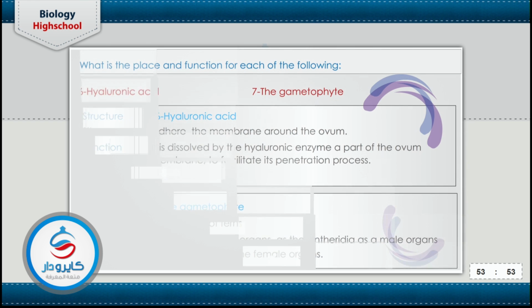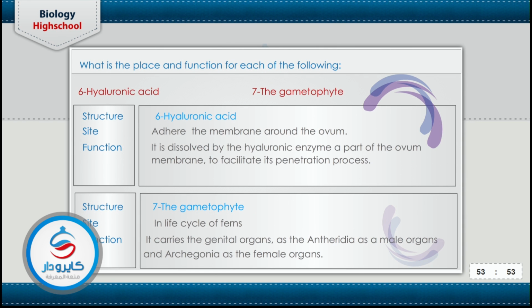What about the hyaluronic acid? The hyaluronic acid is the acid that adheres the coat around the ovum, but it is dissolved by the hyaluronidase enzyme which is secreted from the acrosome to help the sperm fertilize the ovum to change into a zygote.